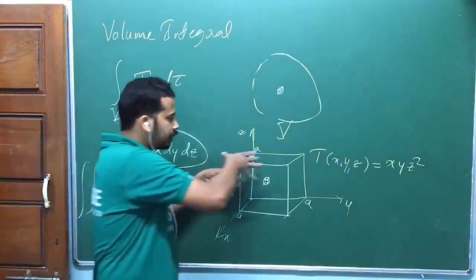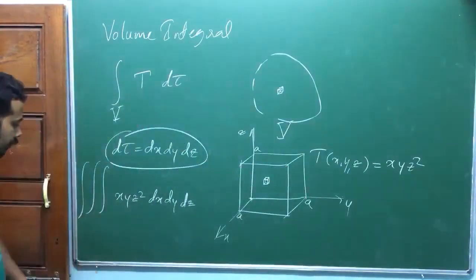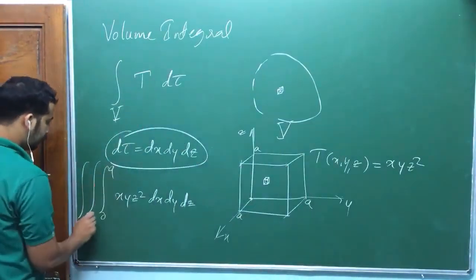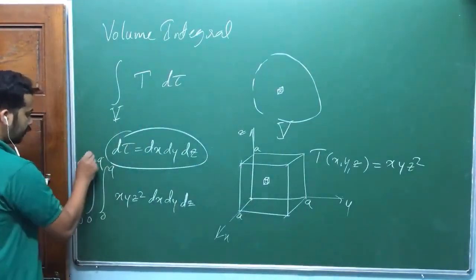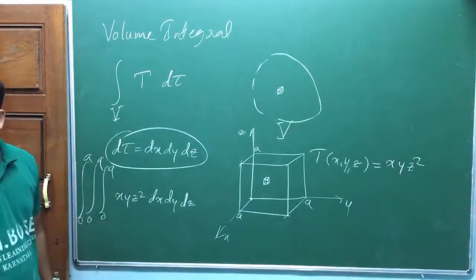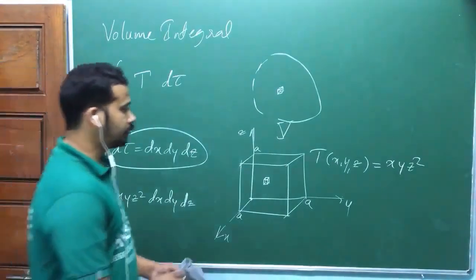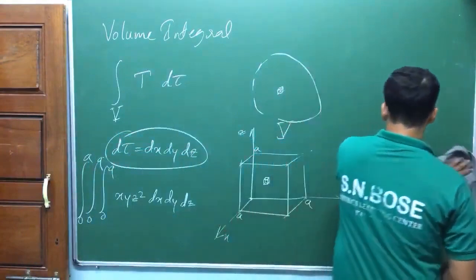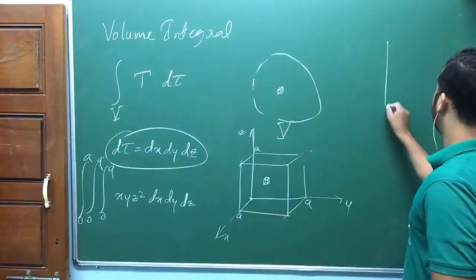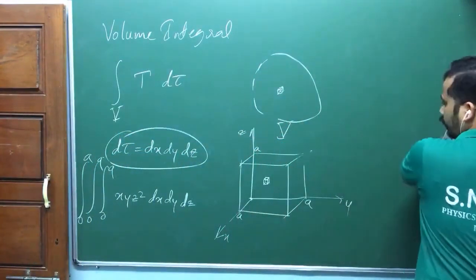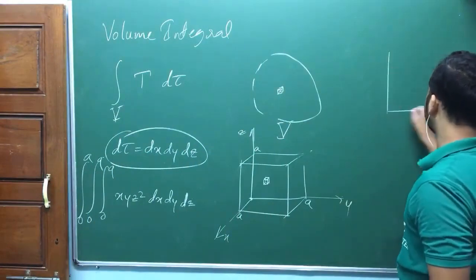That will cover the region of the cube, isn't it? Think over it, okay? It is 0 to A, 0 to A, 0 to A, okay? Very simple. Now what I do is, I will give you one more volume region, like this, suppose.